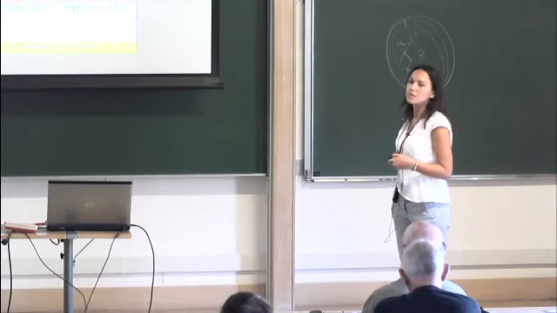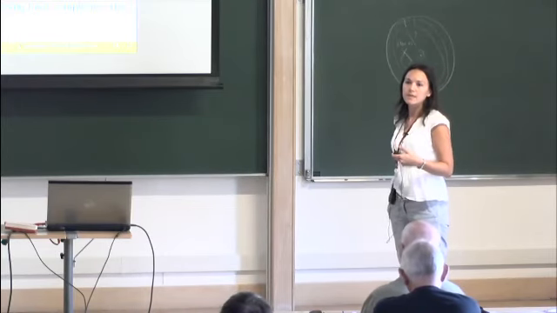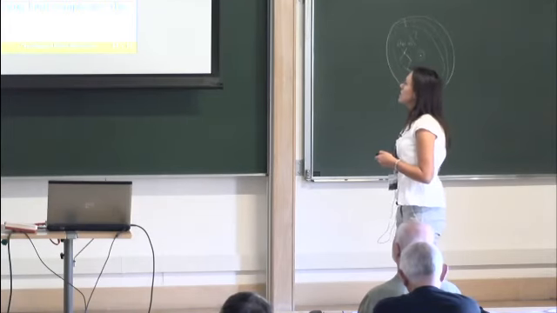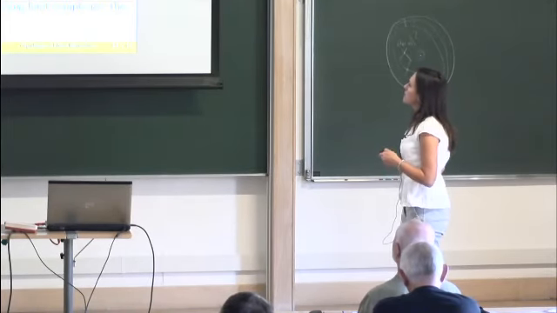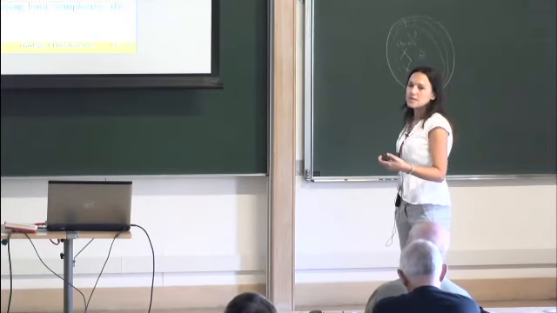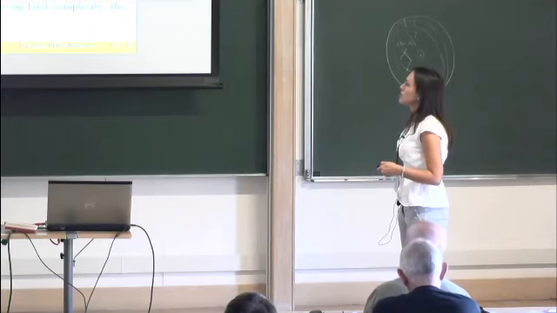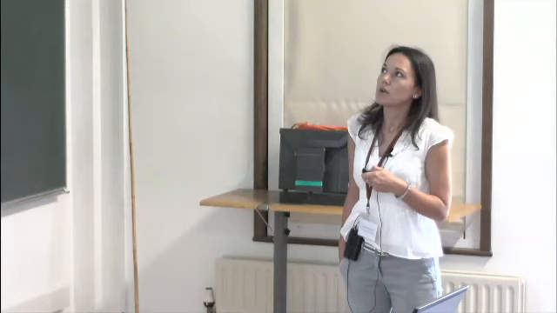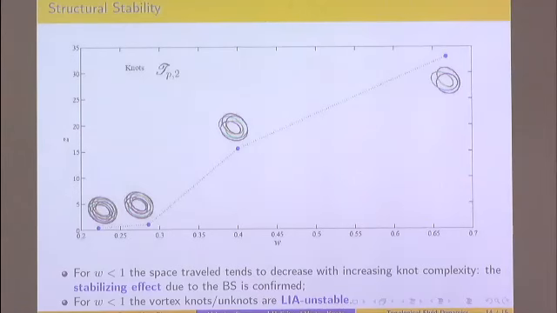In fact, they travel for a distance that is higher than their actual dimension, like the diameter. In general, we can see that for increasing topological complexity, the distance traveled is less compared to that of much simpler topological complexity, but all this class of knots is stable.